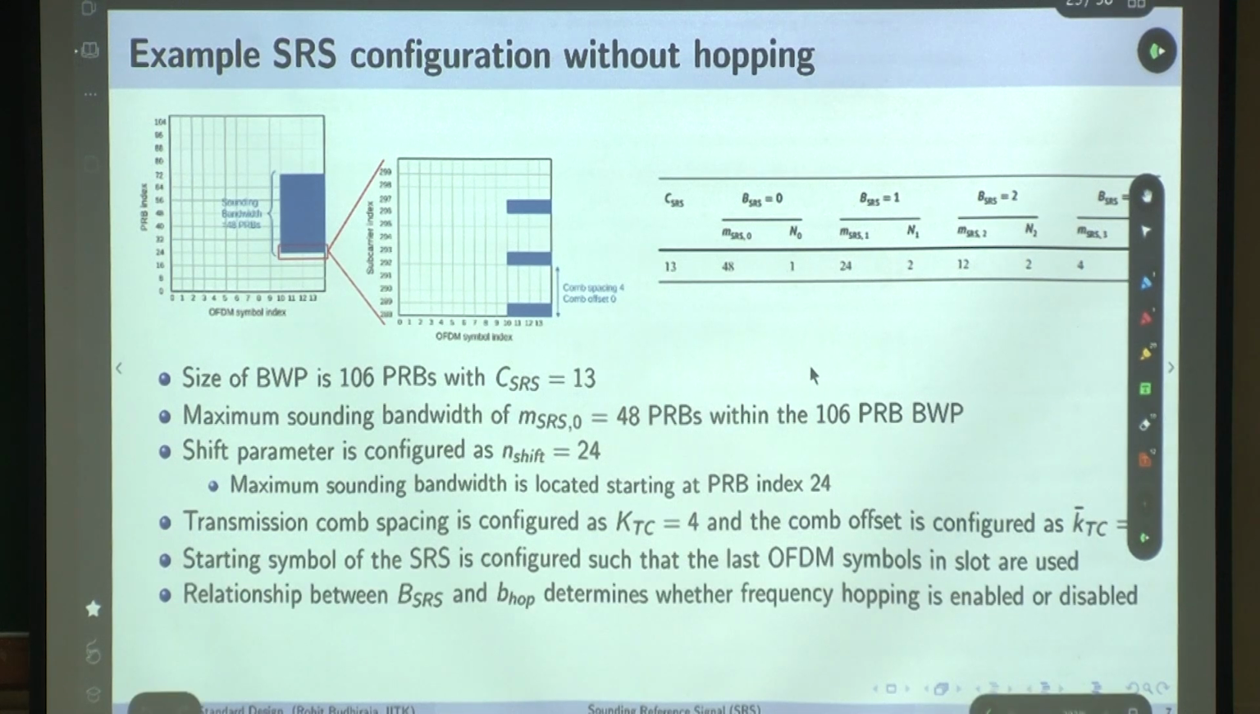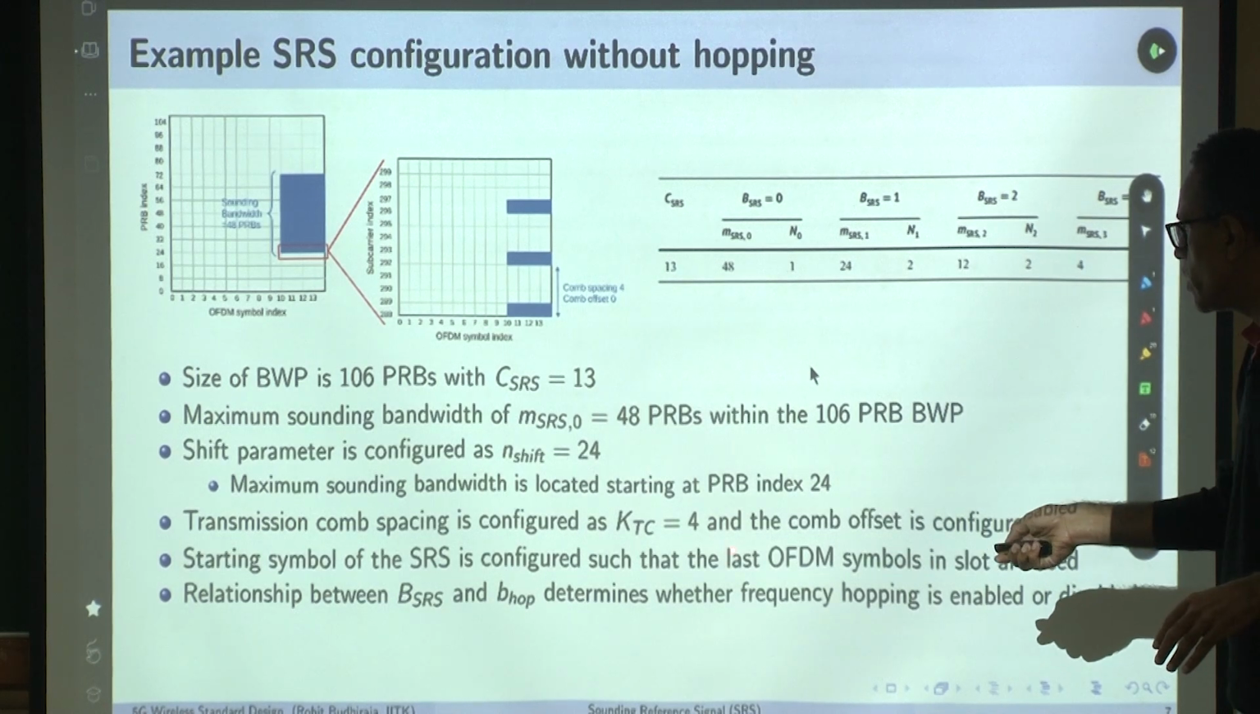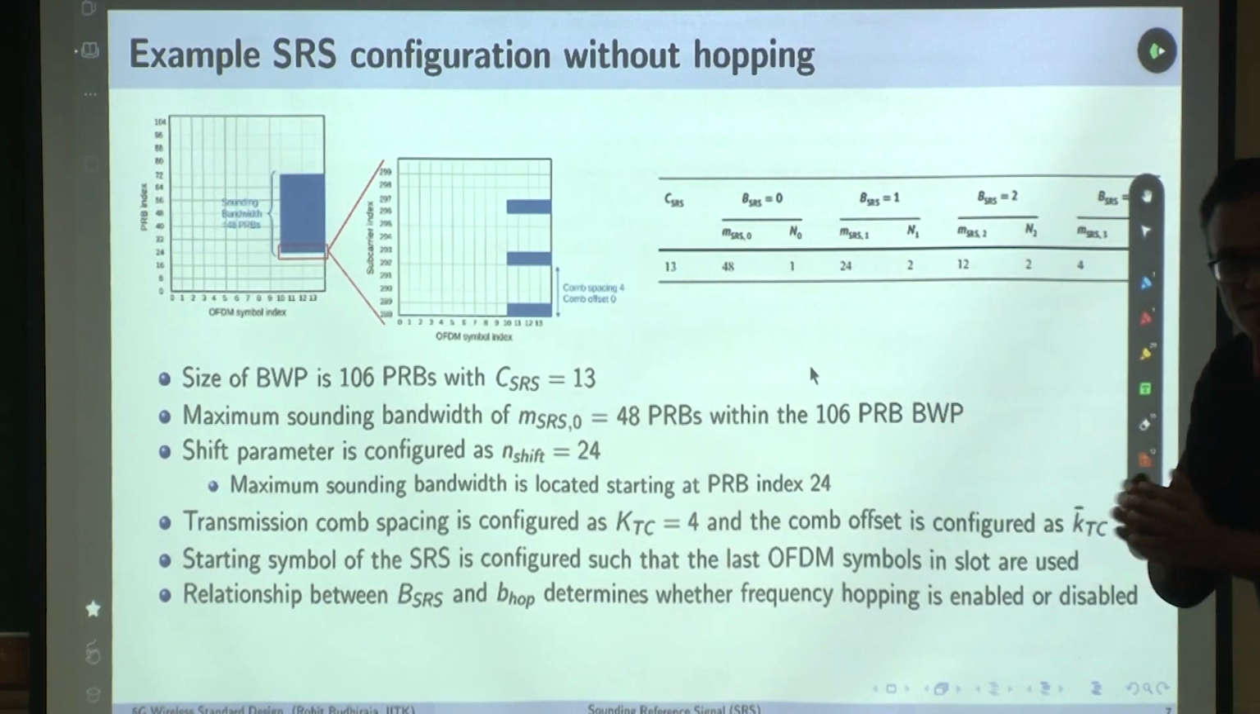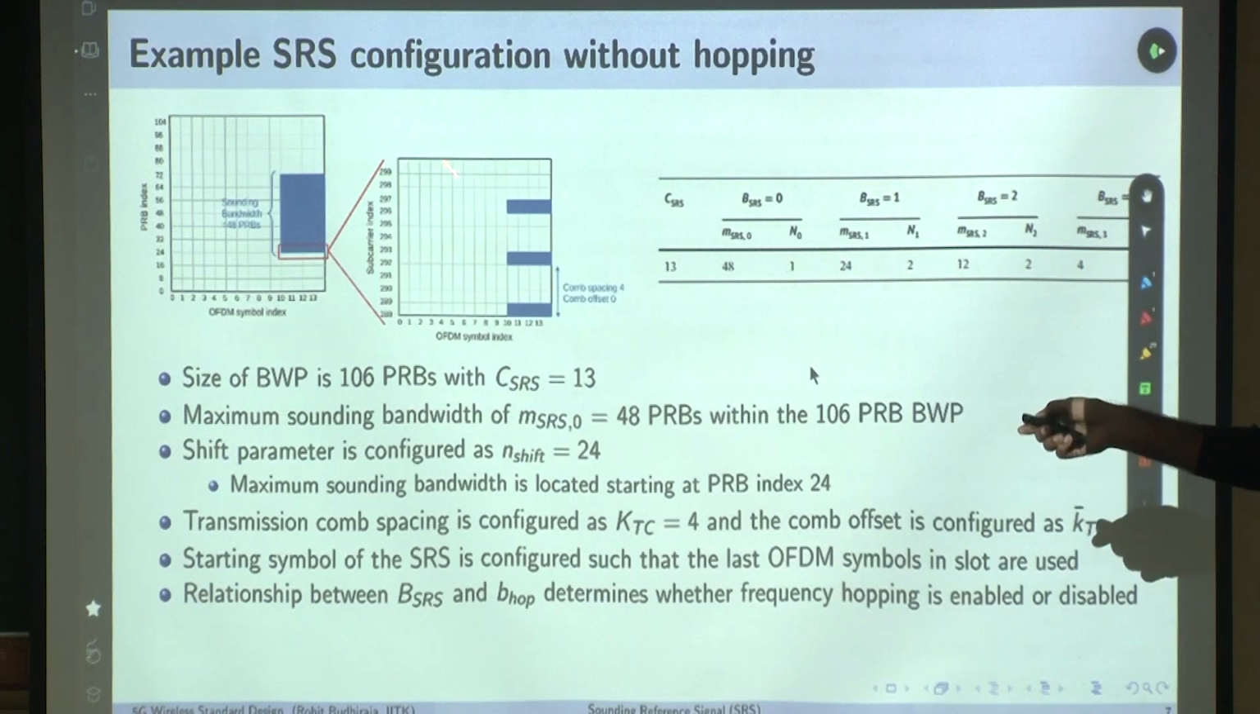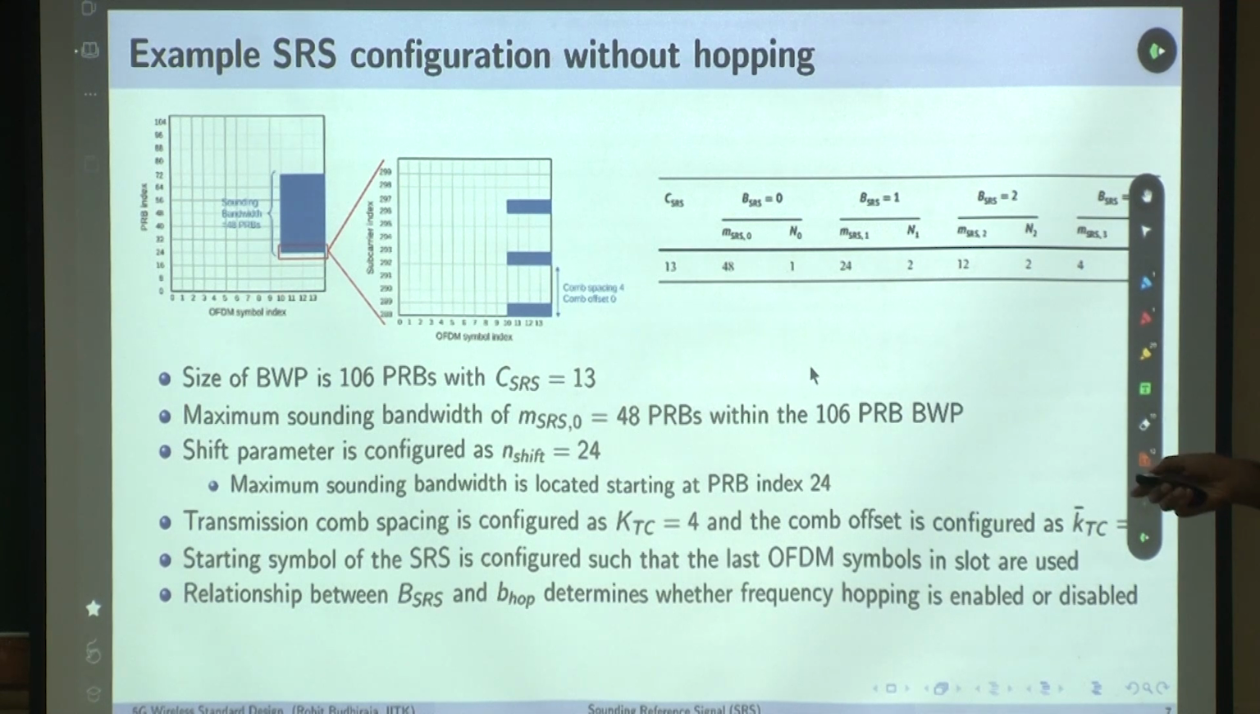Right. Now, these 2 bullets were about how the SRS COM structure is configured, correct? Now what are we saying after this? We are coming back to whether this complete bandwidth needs to be sounded out in 0 hop or multiple hops. That's what we are looking at.